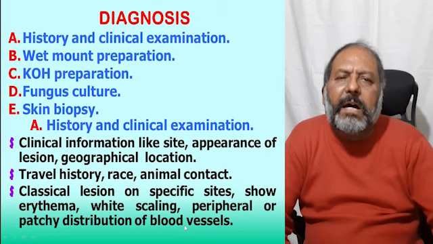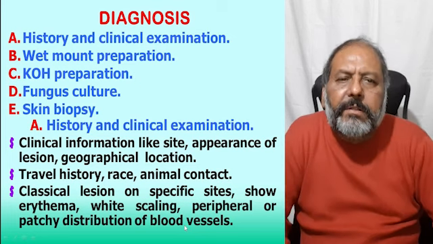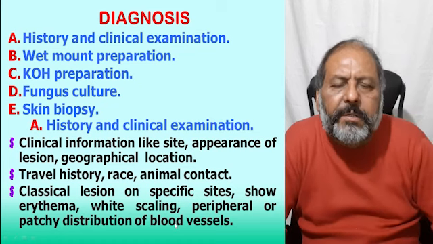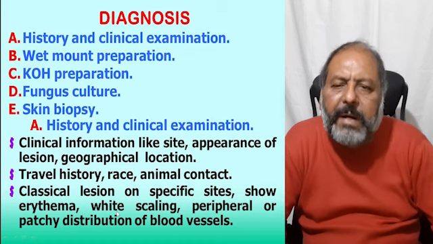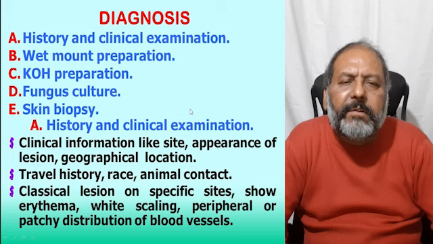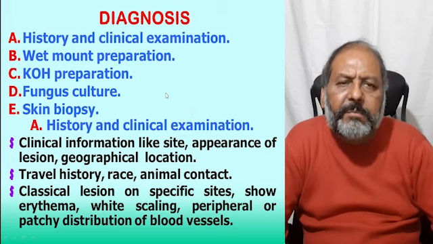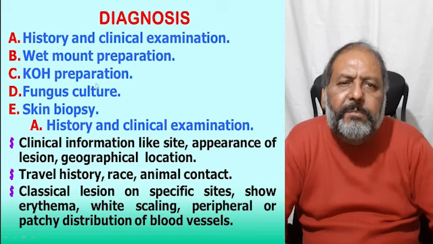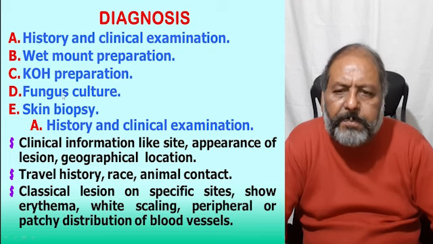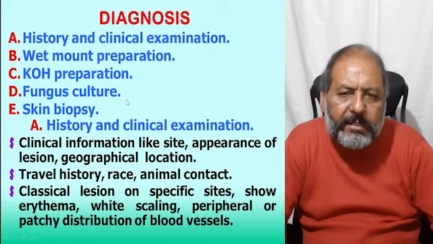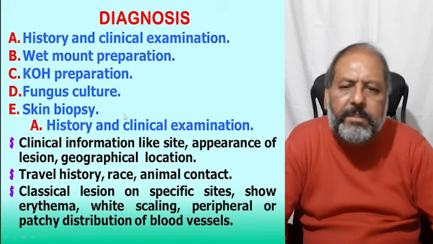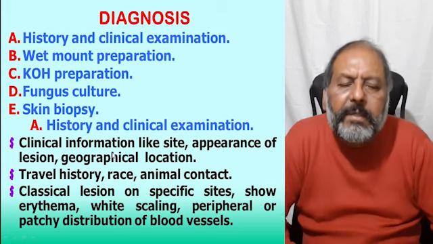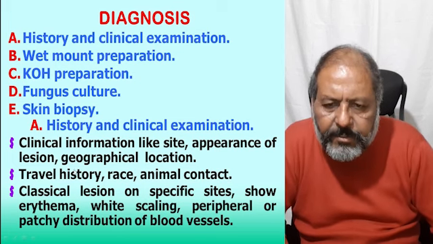Now, coming to the diagnosis, there are 5 parts by which we are able to diagnose. Number 1 is history and clinical examination. Number 2 is wet mount preparation. Number 3 is potassium hydroxide or KOH preparation. Number 4 is fungus culture, and number 5 is skin biopsy. First, we are going to discuss history and clinical examination.